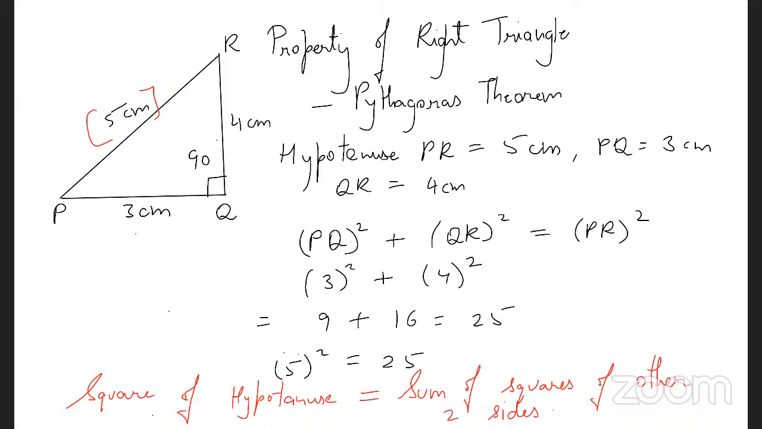Ma'am, does the Pythagoras theorem work only on right angle triangles? Yes, because Pythagoras theorem is basically the property of a right angle triangle. Because in a right angle triangle, you have the hypotenuse.